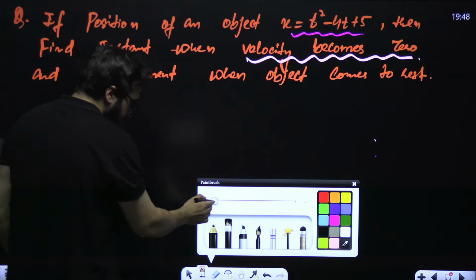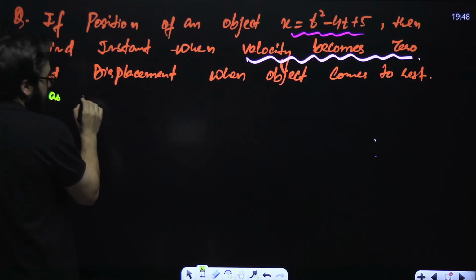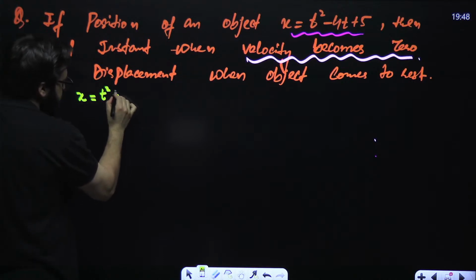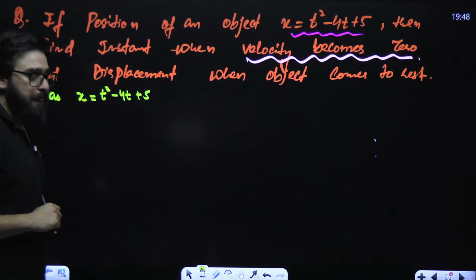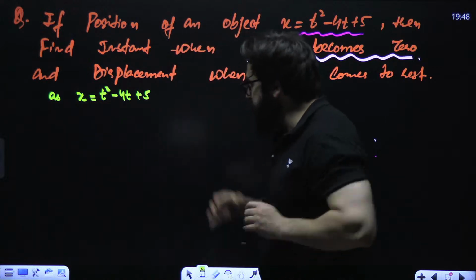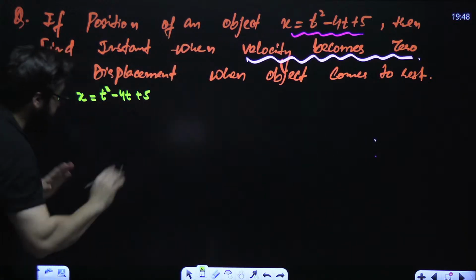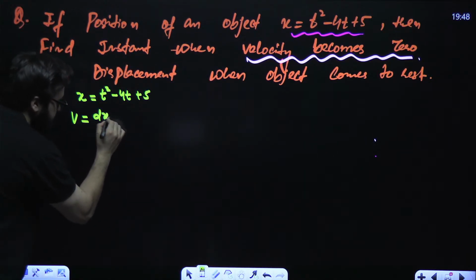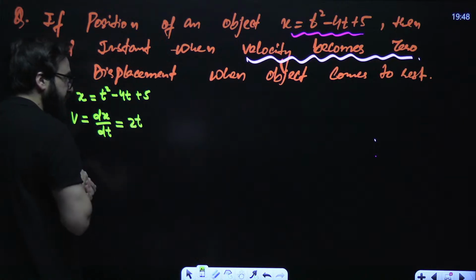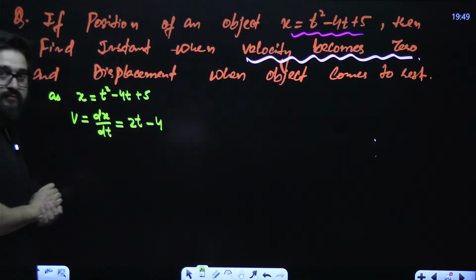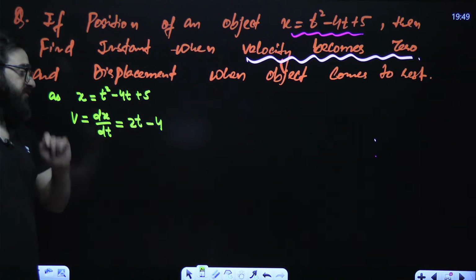Guys, I will make you understand certain things over here. x is given as x = t² − 4t + 5. So the position-time relation is given, meaning a car is moving according to this relation. Let's first find velocity. Velocity is simply dx/dt, and that will be, for t², 2t, then minus 4. So 2t − 4. For 4t the differentiation is 4, and for 5 the differentiation is 0.